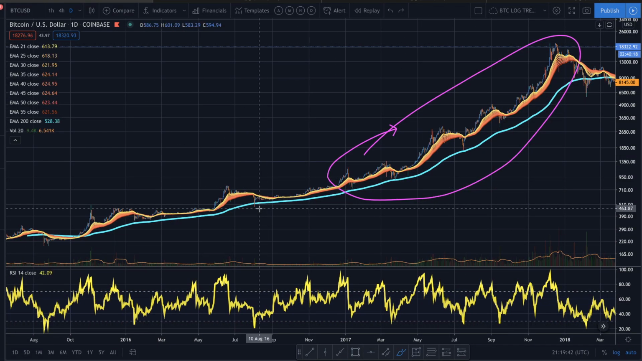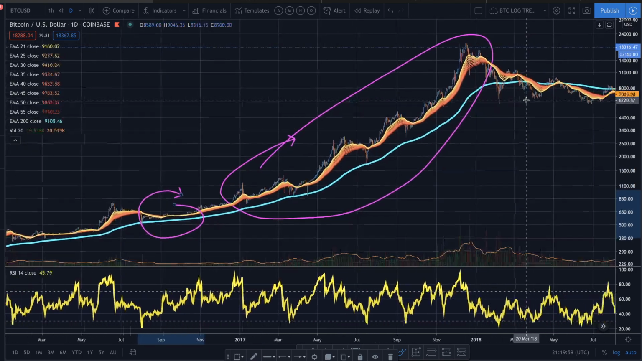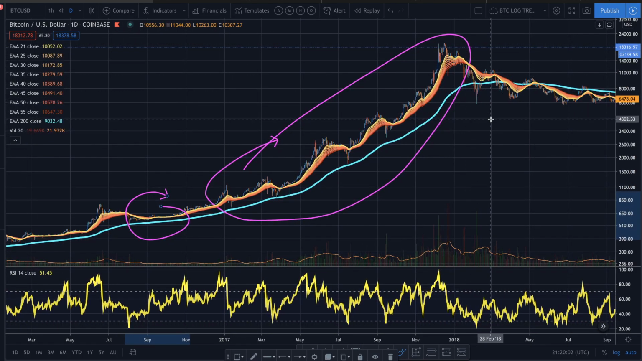This indicator crossed bullish when? Crossed bullish around over here at $500-600, and it finally crossed bearish at $11,000. I can't even do that math. I don't know what that is. I think that's like a 20 times gain or some 22 times gain or something. It's working really well there for a 22 times gain.